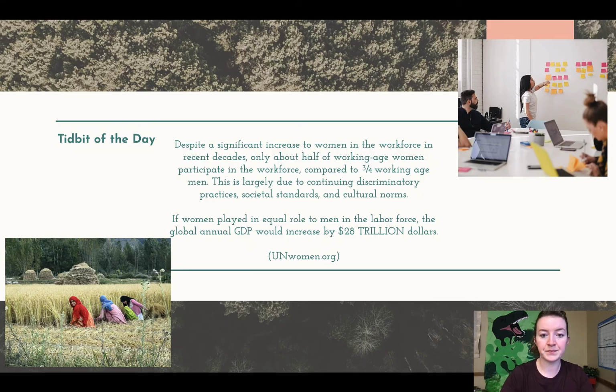Unit 7. Okay. Our tidbit of the day is that despite a significant increase to women in the workforce in recent decades, only about half of working age women participate in the paid workforce. And this is compared to 3/4 of working age men. This is largely due to continuing discriminatory practices, societal standards, and cultural norms. If women played an equal role in the workforce to men, the global annual GDP would increase by $28 trillion.